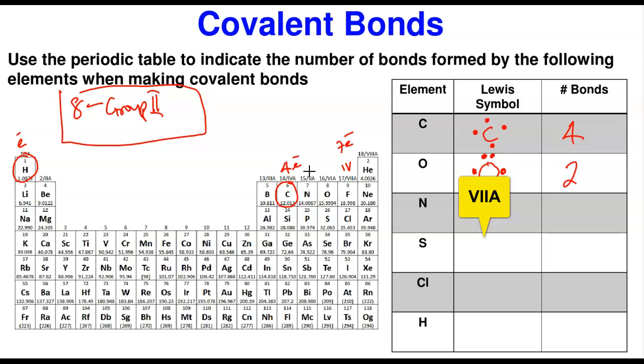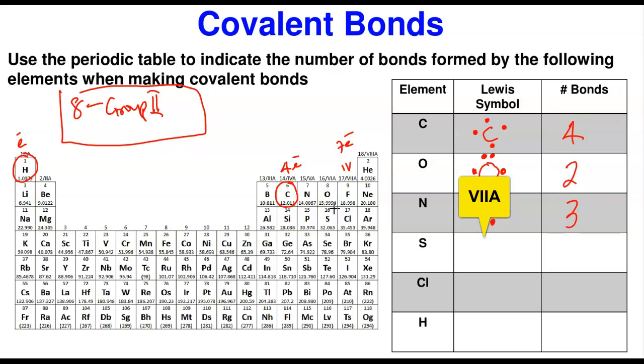Nitrogen is in group 5. This is group 5, VA. What it means is that they will have 5 electrons in the outer shell. We use dots to show that. So you put 1 here. So if you say 8 minus 5, it's going to form 3. Nitrogen can only form 3 bonds and 1 lone pair.